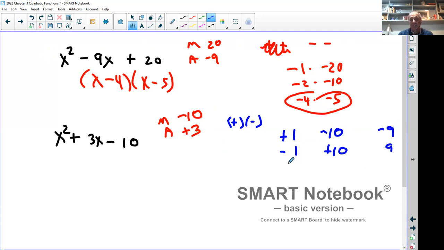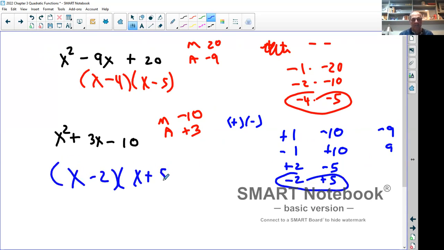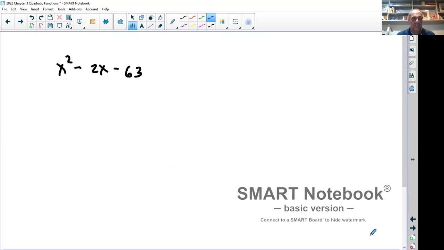Makes a difference. Now go to +2, -5, and -2, +5. Which of those adds to +3? The second one. (x - 2)(x + 5). I think you're getting the hang of it. Why don't you try this one? You can pause it and do that one yourself.